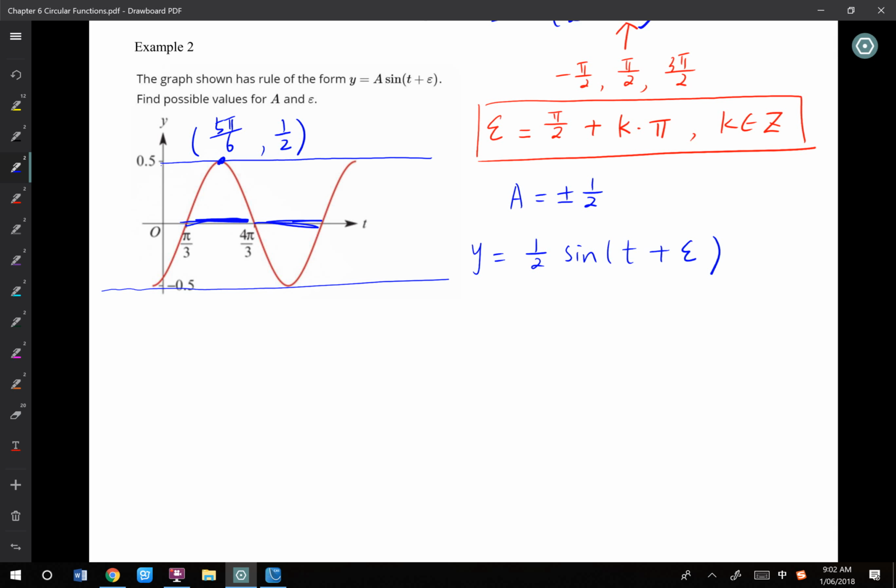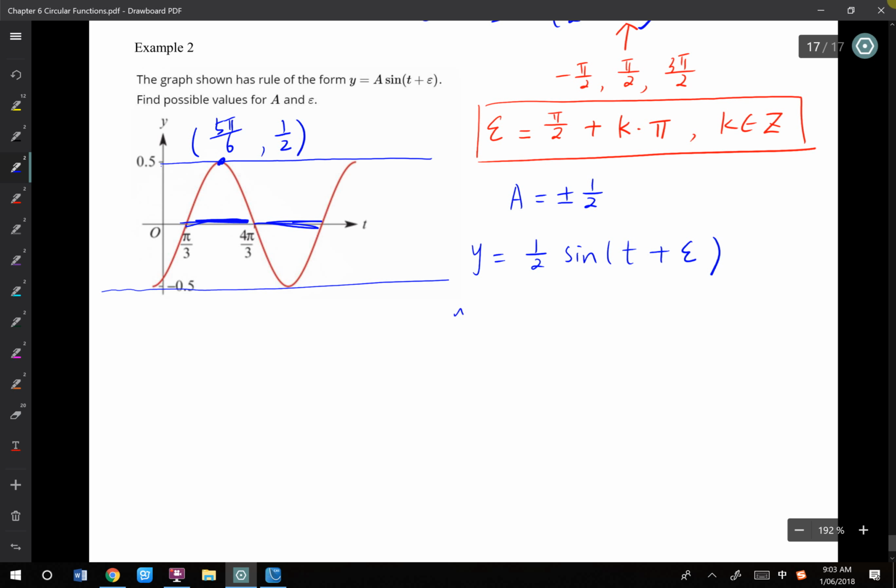That distance is pi. 4 pi minus 0.3 is a pi, and then there must be another pi as well. So it's a full 2 pi period. That's why you have a single t, with no coefficient for t. So I sub in when t equals 5 pi over 6, y equals a half. I'll put that in.